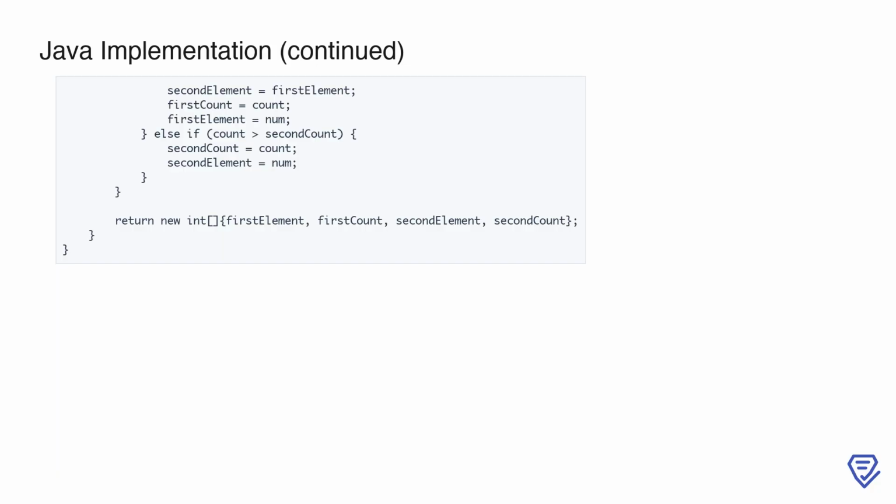If the current count is not the highest but is greater than the second highest, we update the second highest accordingly. By the end of the loop, we have the two most frequent elements and their counts, which we return as an array. This method ensures that we can efficiently analyze the frequency data needed for our main solution logic.